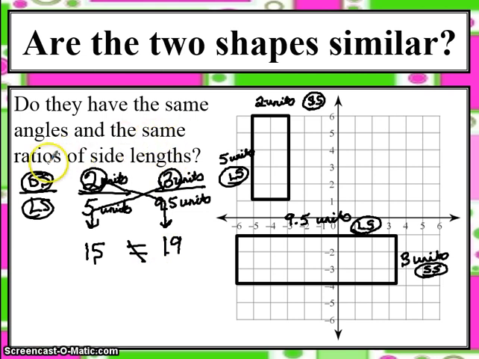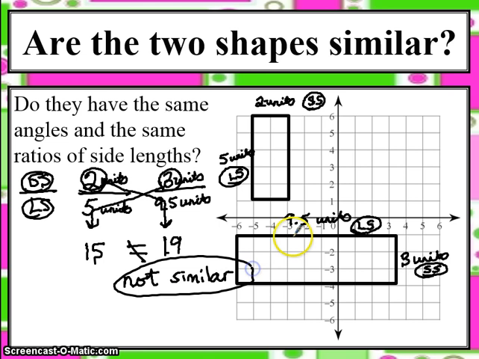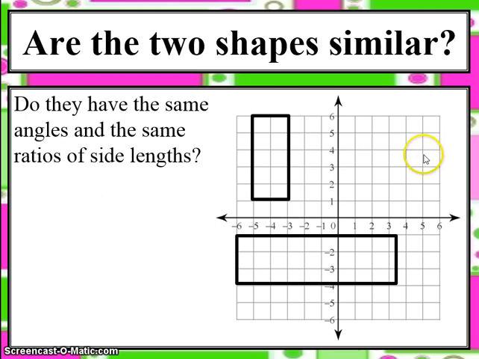So do they have the same ratios of side lengths? No. Are they similar? No. They are not similar figures. They are both rectangles, but their mathematical properties do not align with the qualifications for being similar. I'm going to pause there for a minute, and in part 2, I will show you how to find the missing dimension in similar figures.